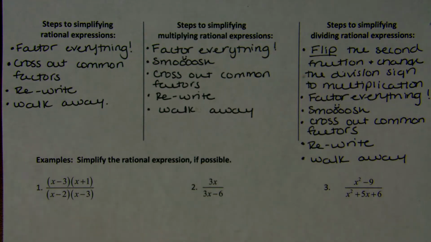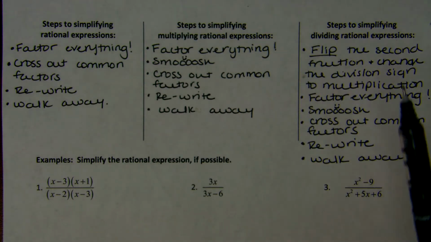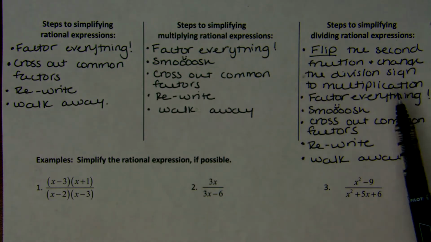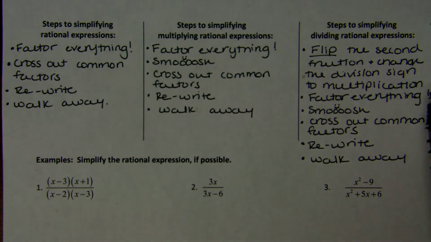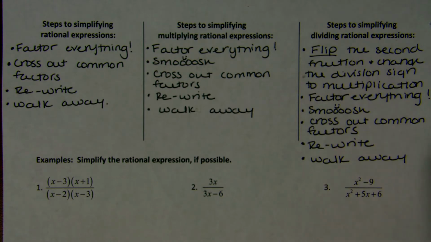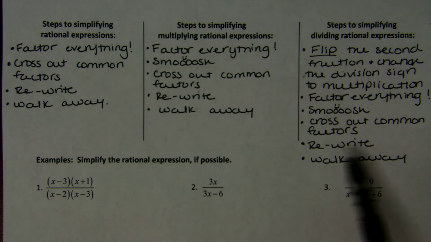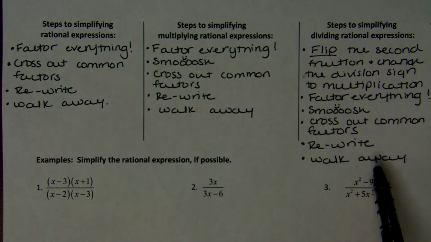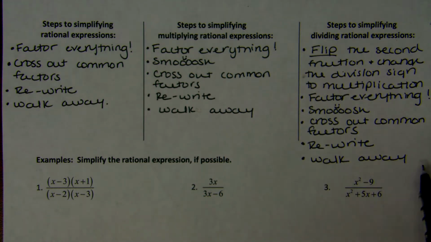Now, if you're dividing, what you do is you flip the second fraction and change the division sign to multiplication. That's the first thing we do. And after we do that, we're going to factor everything. Then we're going to smoosh, which again is writing it all together in one big fraction. Cross out common factors. Rewrite it without those common factors so it's simplified, and walk away.